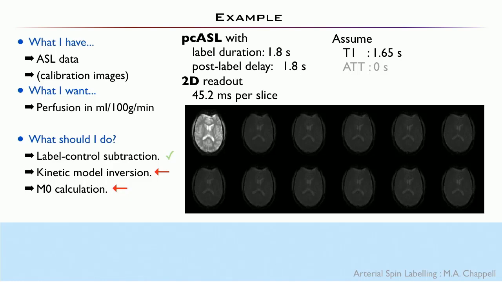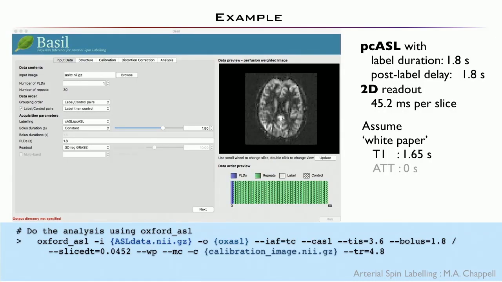And so we know about the label duration, we know about our post-label delay, we know about our readout, and we're going to make some assumptions about the T1, and we're going to make some slightly subtle assumptions about the transit time. And so this is now consistent with what the white paper recommendations might tell us to do. So all this now means is we have to feed in a bit extra information into our quantification step, but all of this is just the standard information we've talked about.